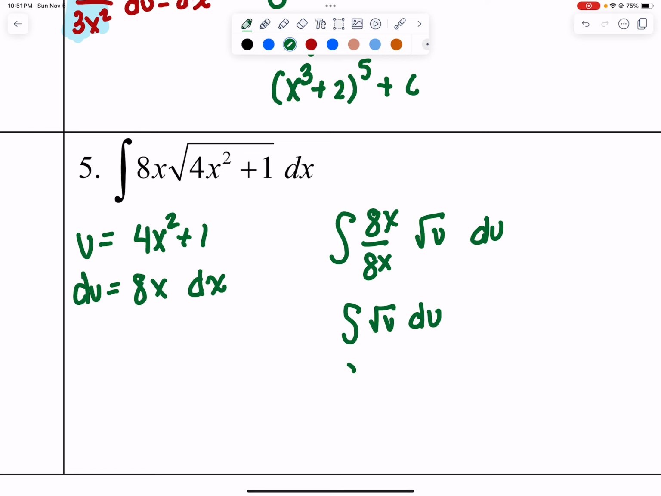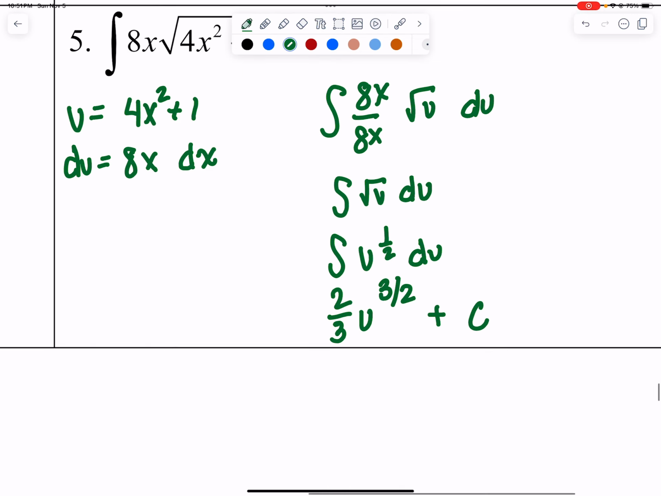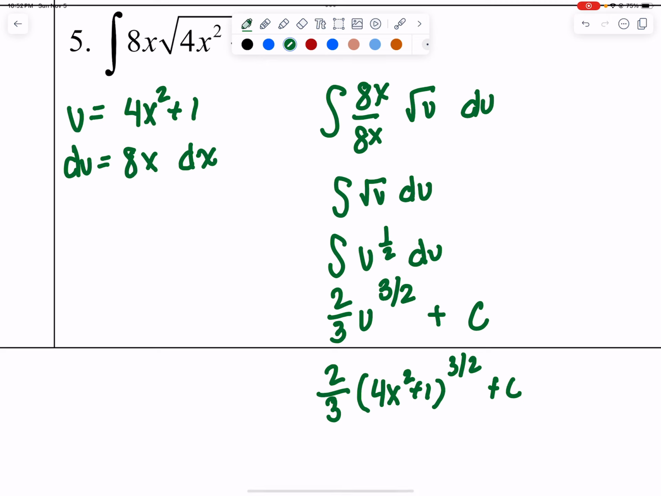And then remember, that's just going to be u to the 1/2 du. Integrate using the power rule, so you're going to have 2/3 u to the 3/2. That's one of the basic functions I should memorize by now, hopefully. So then we have 2/3 u to the 3/2 plus c. I'm going to have 2/3 (4x squared + 1) to the 3/2 plus c.